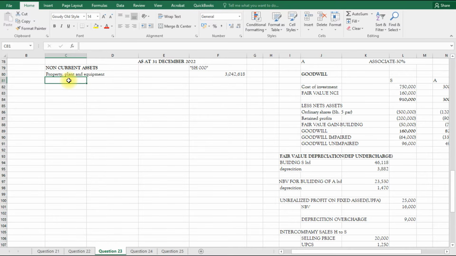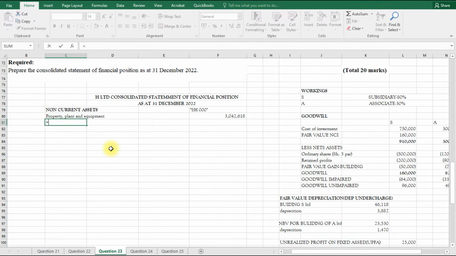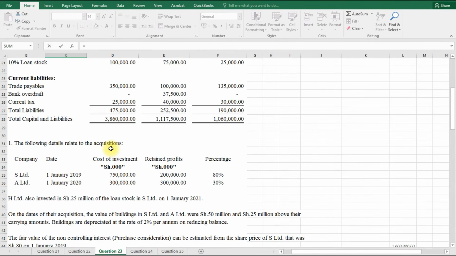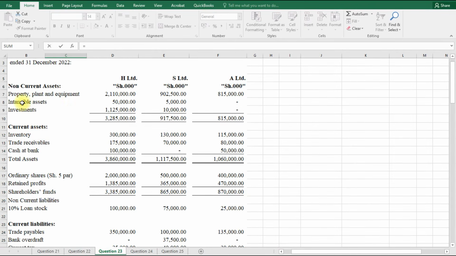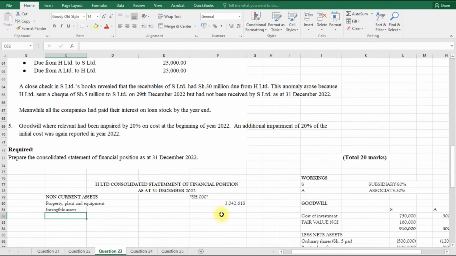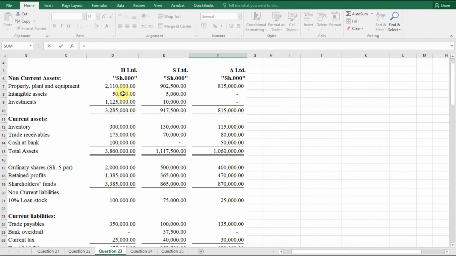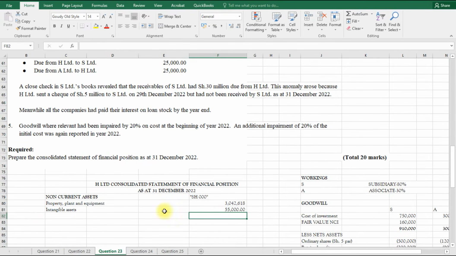The second one, we shall go back. The second one is intangible asset, and intangible asset we shall have equal to, that's just a simple one, we don't have anything here, and we add the one for S, and we enter.